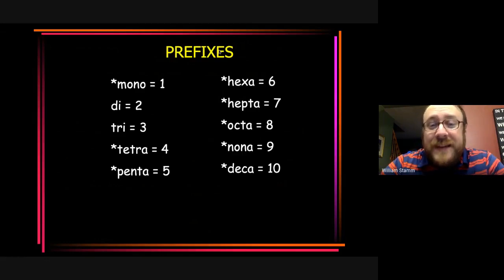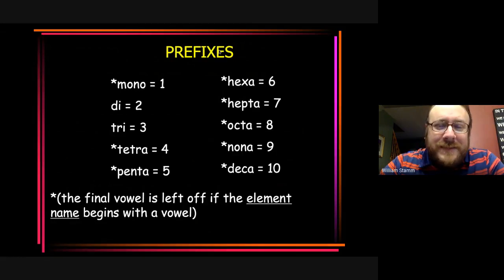If you're in biology, a tetrapod has 4 legs. So tetra means 4. Triangles, 3 sides, or 3 angles, sorry. It's one of those things that you're familiar with. Now we're just going to use them in chemistry class. So mono, di, tri, tetra, penta, hexa, hepta, octa, nona, and deca.